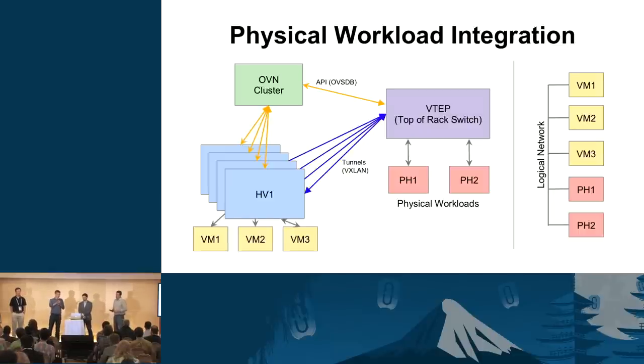So here's just an explanation of what I was talking about with the physical workload integration. In blue, you've got the hypervisors, and then they've got the yellow VMs. And then you've got the two pink boxes that are the physical workloads. You can now use a VTEP top of rack switch, so you can have a 48-port switch and have different VLANs for the different physical workloads, and they can all be part of the same logical network. We use VXLAN tunnels between the hypervisors and the VTEPs because a lot of ASICs for the top of racks support the VXLAN protocol. We use that to get those physical workloads into the logical space, and so you can have much higher fan out than is possible with software switches.